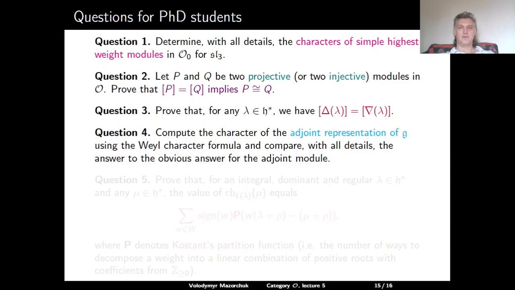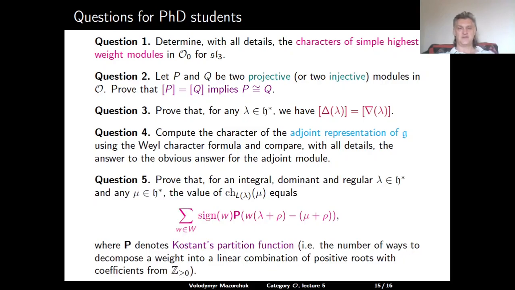Question number 4. Compute the character of the adjoint representation of G using the Weyl character formula and compare it with all details to the obvious answer for the adjoint representation. We know that for the adjoint representation, the weight spaces are the roots and 0, and all non-zero weight spaces are one-dimensional, and the zero weight space is the rank of the Lie algebra, the dimension of the Cartan subalgebra.